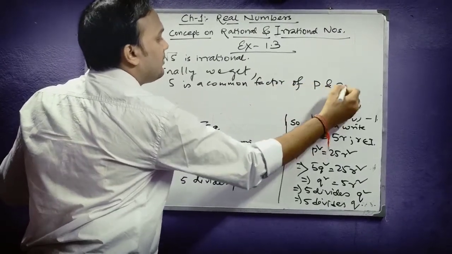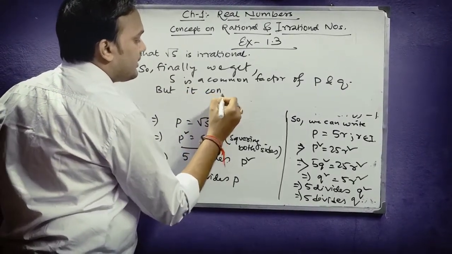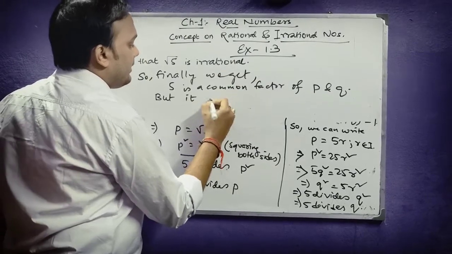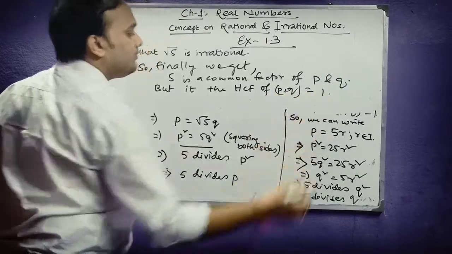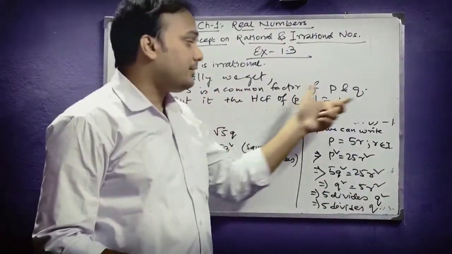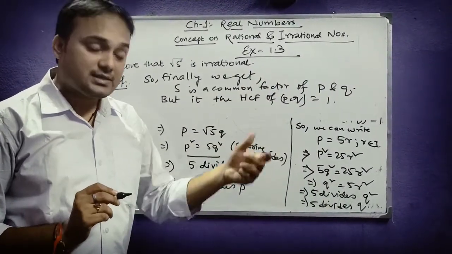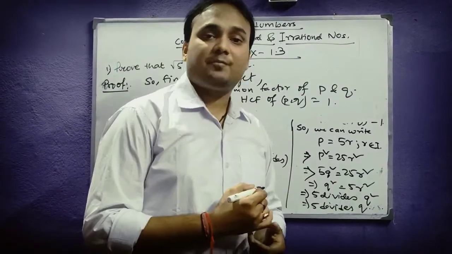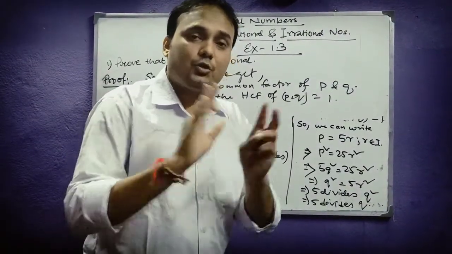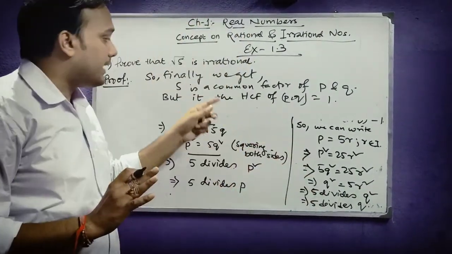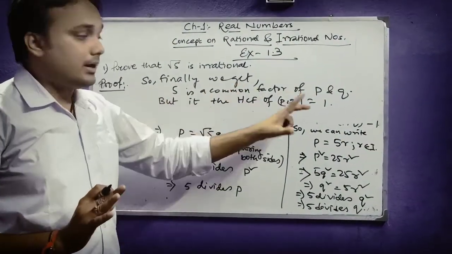But this contradicts, actually, that the HCF of P and Q was 1. While doing the assumption, we saw that the HCF of P and Q is 1. If it is written in the form of P by Q, then the HCF of P and Q is 1. But here, what does it mean? If the HCF of P and Q is 1, it should not have any other factor more than 1. But I am saying here that P and Q have a common factor other than 1, which is 5. So this contradicts our assumption.